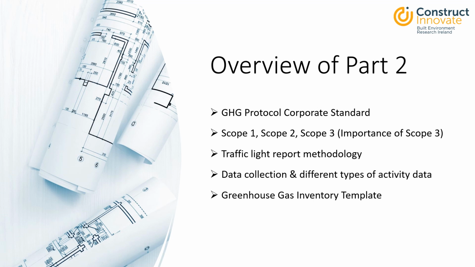I'm going to explain briefly how to carry out a carbon footprint. We'll use the Greenhouse Gas Protocol corporate standards for this. We cover Scope 1, 2 and 3 emissions. We look at the traffic light report methodology that was briefly mentioned in part 1 of this talk series. We look at the data collection and different types of activity data, and introduce the greenhouse gas inventory template that we've developed at the University of Galway.